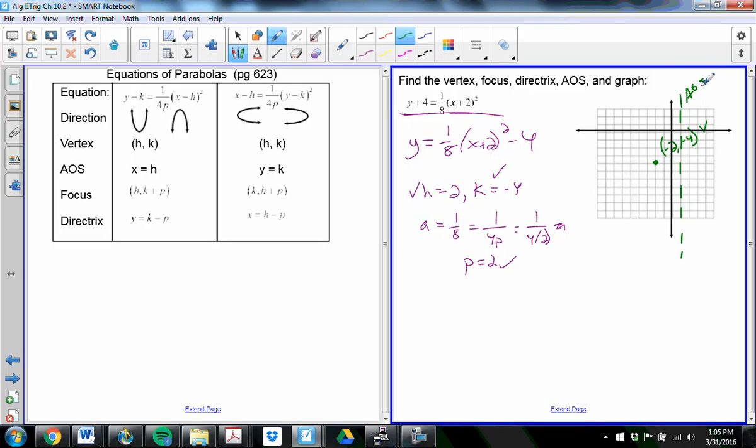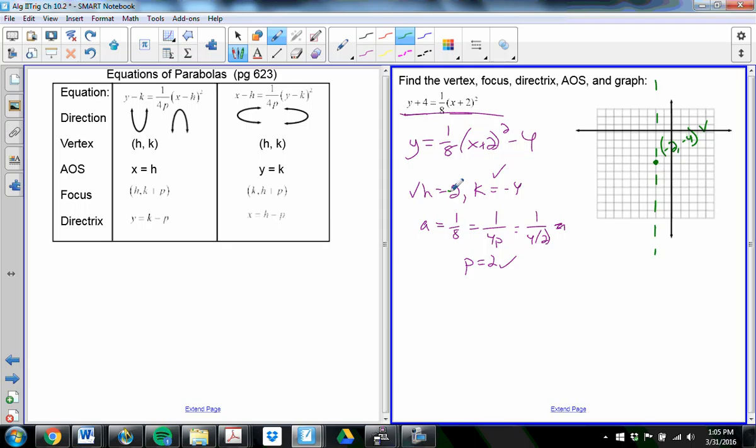That seems off. Negative 2. h is negative 2. Hold on. Yes, h is negative 2. So the vertex, the AOS should be over here. Oh, that's annoying. Because the h value is negative 2.